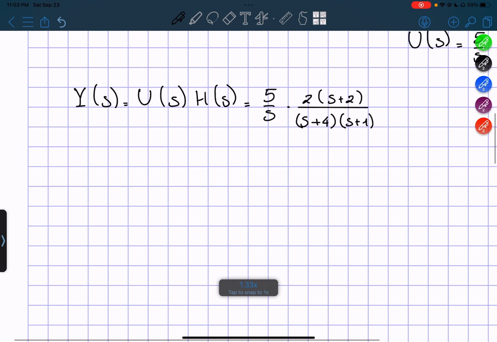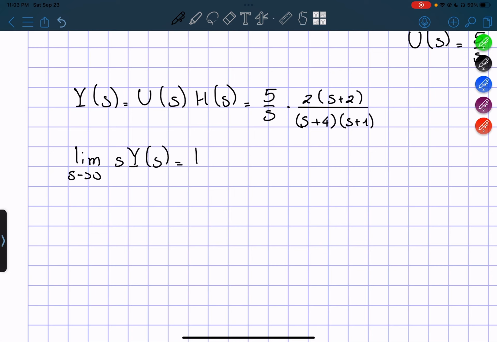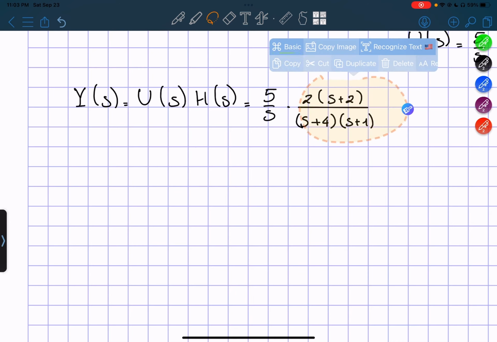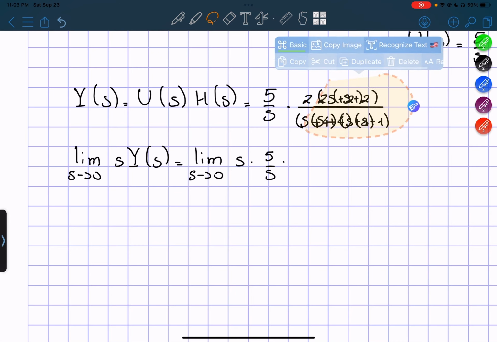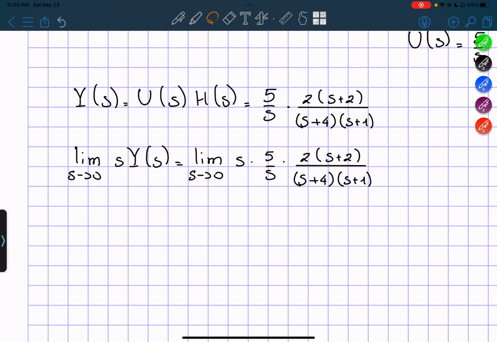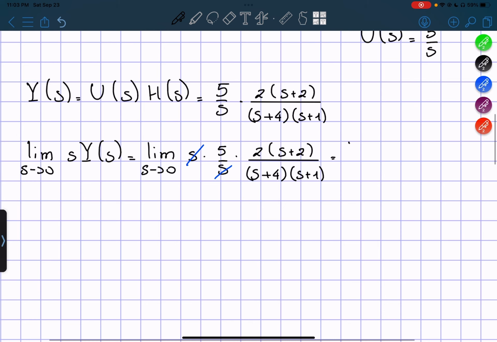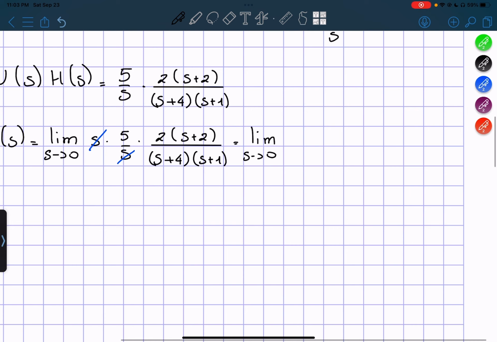Now let's apply our theorem. So we said that the limit as s approaches 0 of s times capital Y of s is going to be equal to, again, the limit as s approaches 0 of s times 5 over s times, well, this part here. Okay. Now we can simplify a couple of things. We can see that these two s disappear, so we are left with our limit. I'm just going to write it clearly, skipping as many steps as possible.